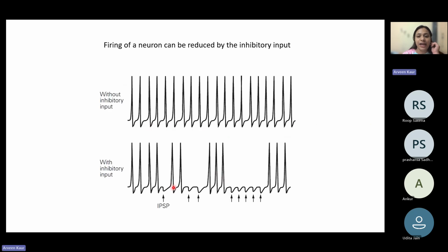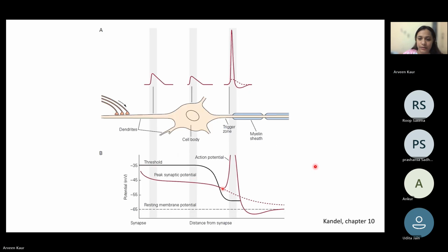Then if an inhibitory input is given, the firing of the neuron can also be reduced, right? Without inhibitory input, it might go like this, but with inhibitory input, obviously it will negate the excitatory input or the potential that is being received. That is why these kinds of scattered peaks are seen. Then this is another way of explaining synaptic potential and resting membrane potential, the threshold and the action potential, right?